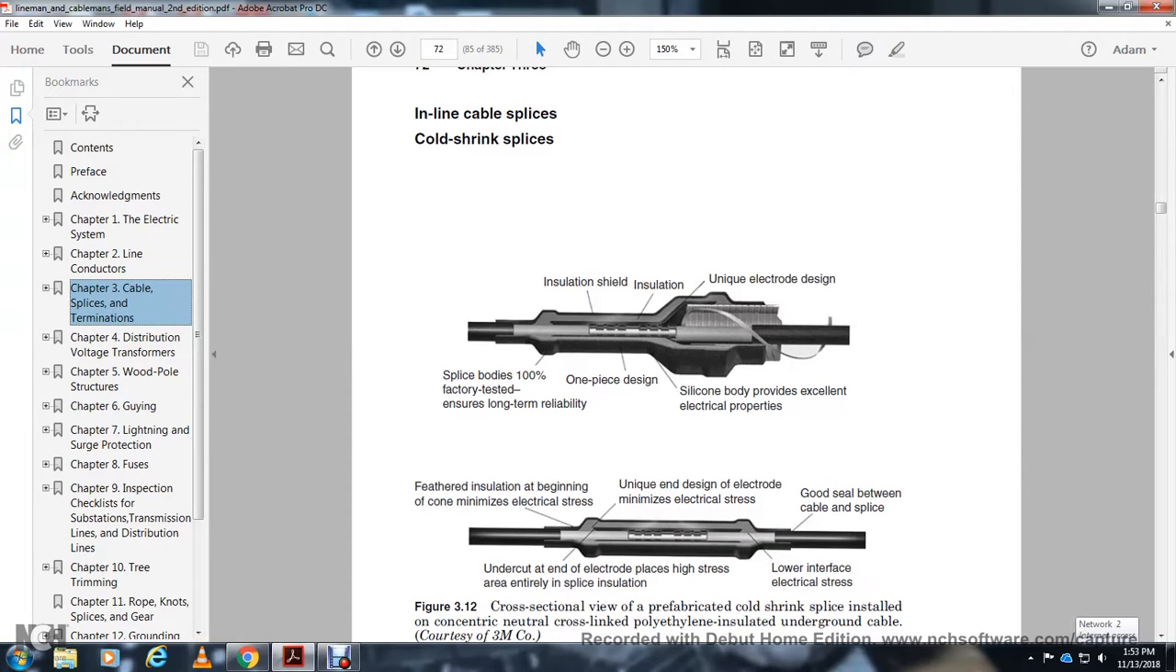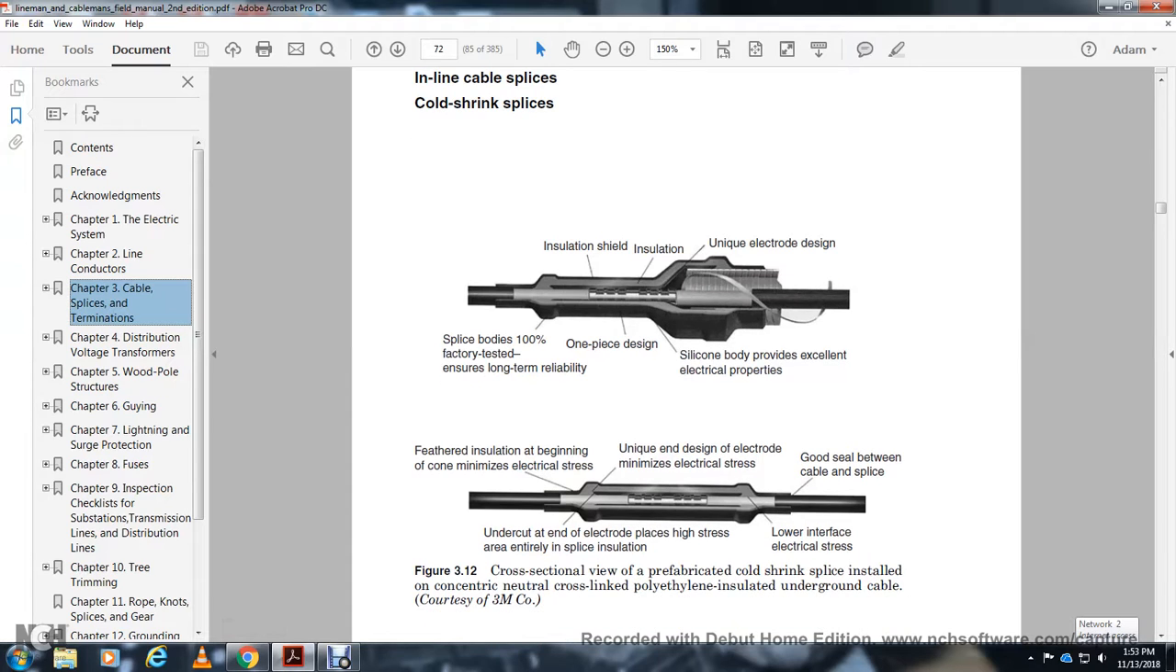Alright, starting from 12 o'clock, in the middle and on the bottom second. Unique design with the electrode minimizes the electrical stress. Good seal between the cable and splice. Lower interface electrical stress. Undercut end of the electrode plate piece with a high stripe with the entirely spliced insulation field, with a feathered insulation at the beginning of the cone, minimizing the electrical stress.